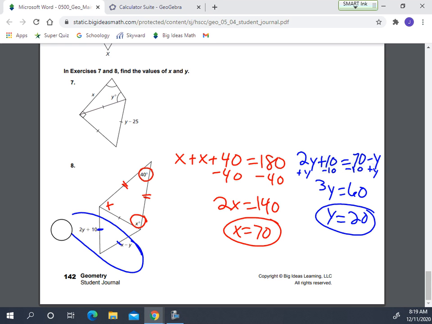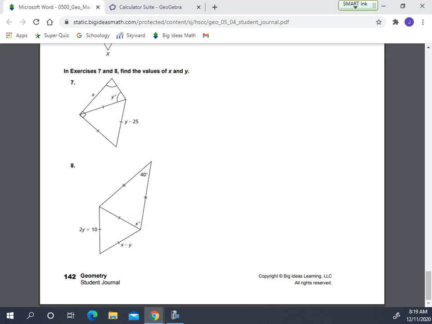Pause the video. Try doing the next one on your own. Try doing number 7 on your own. This one's tricky. Try doing it.